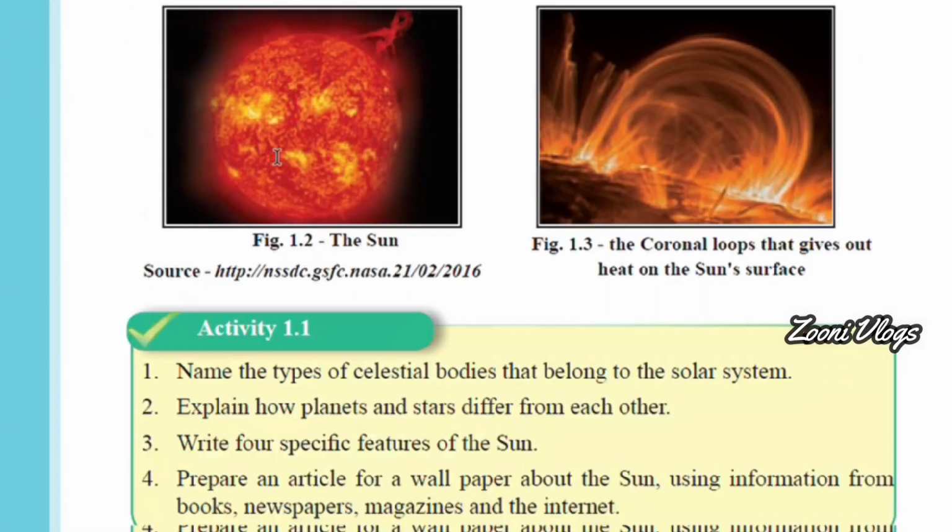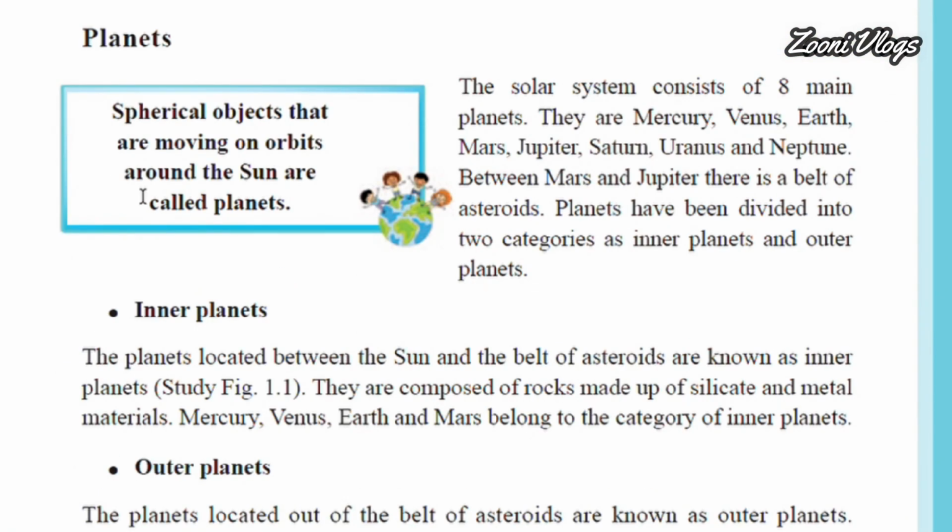That day we went up to the sun, and today we have to start from the planets. There are many definitions of planets, and today we are going to study the correct definition. Spherical objects that are moving on orbits around the sun are called planets. These are moving on orbits around the sun, so all those are called planets. The solar system consists of 8 main planets. They are Mercury, Venus, Earth, Mars, Jupiter, Saturn, Uranus and Neptune.